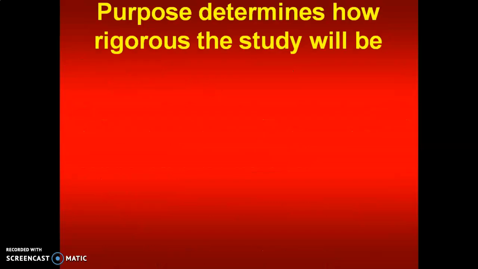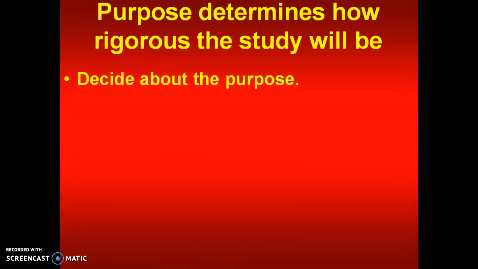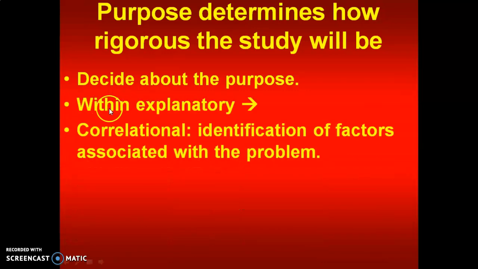Now the purpose determines how rigorous the study can be. Once the purpose is defined, you need to have a very rigorous, very in-depth study. It decides about the purpose. Now within explanatory, there are different things, like it could be a correlation. Correlation is a statistics word. Firstly, you have to identify the factors associated with the problem.